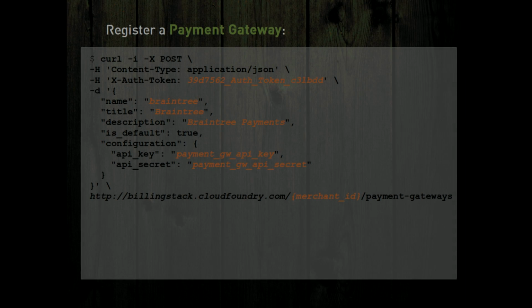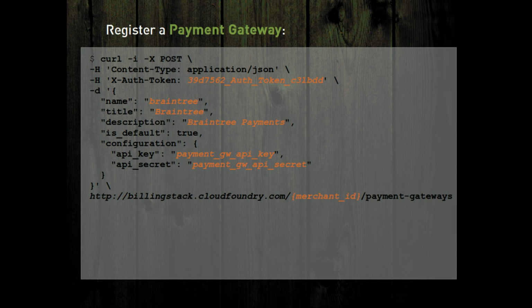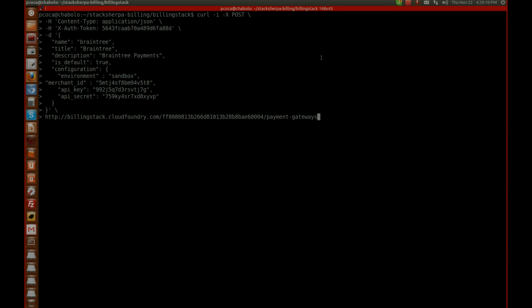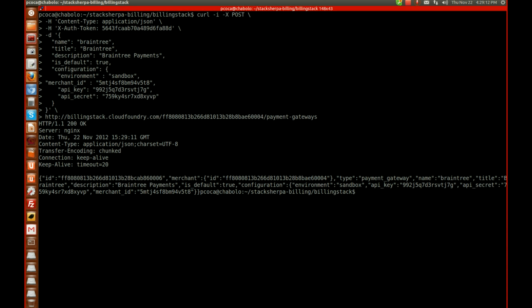Let's register a payment gateway. In this case, we will register Braintree and we will make use of the endpoint obtained before. Back again into our system, we can see how the request is carried out and the response obtained.